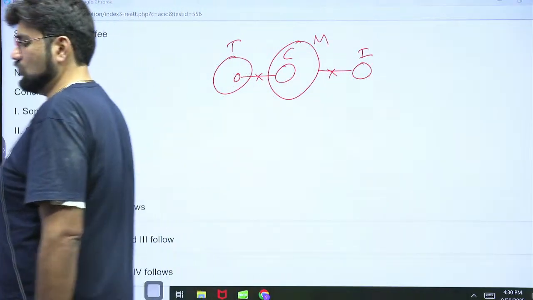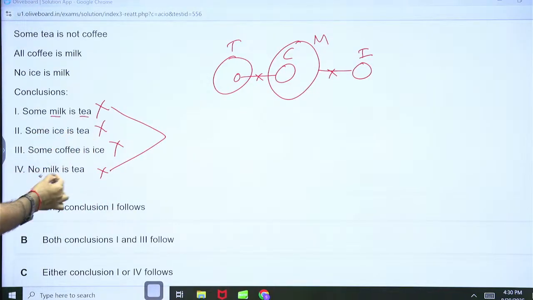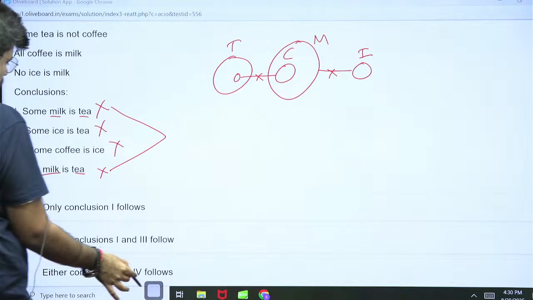Now I have "some" and "no" here, with the same set of elements, and both of them are incorrect. So probably either conclusion 1 or 4 should be right. Either conclusion 1 or 4 is in the options. The other two are incorrect.